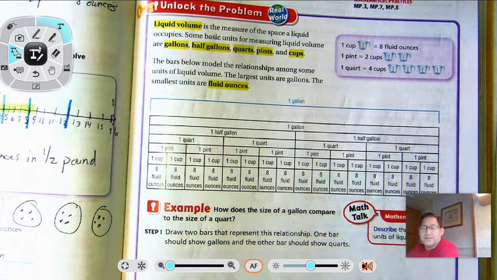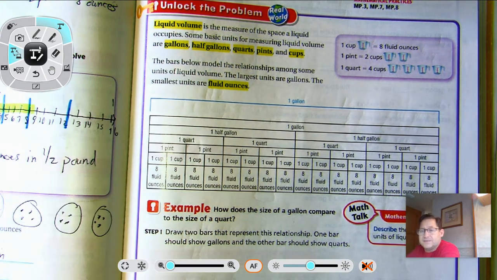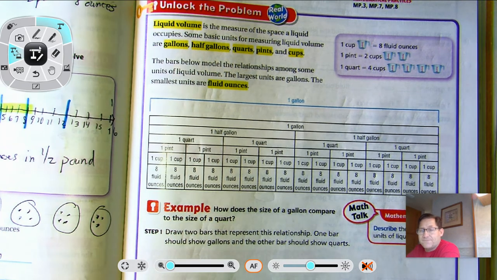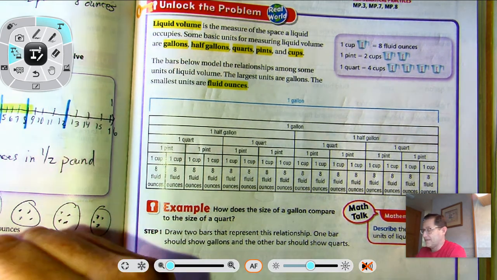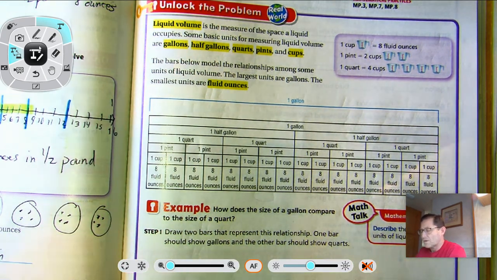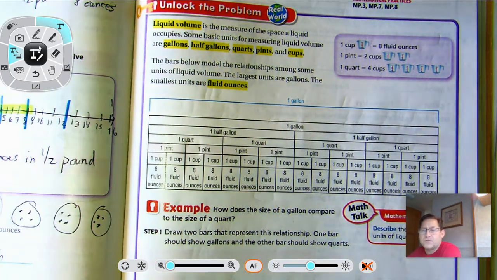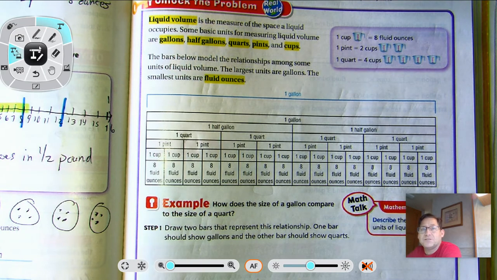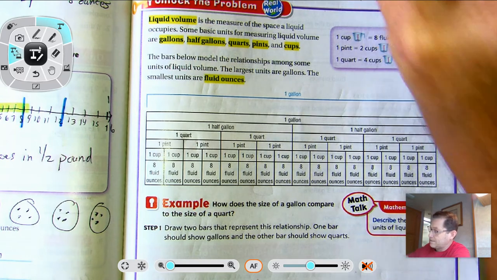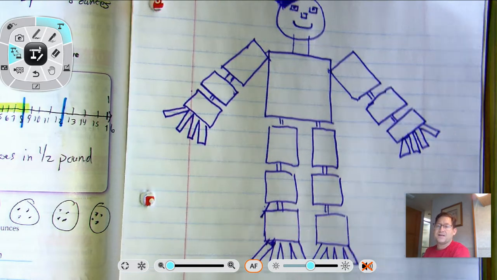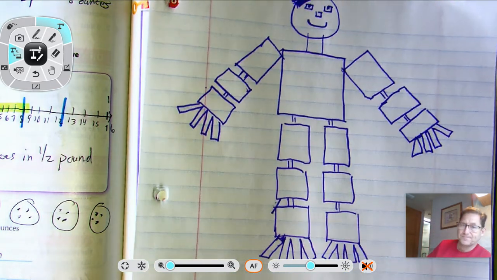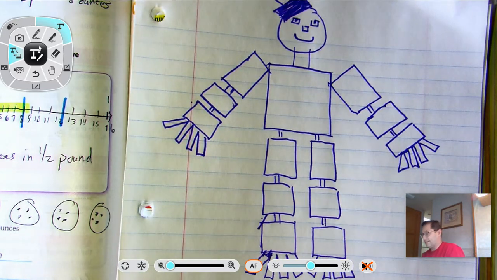Now, this example is fine. The chart is fine. There's nothing wrong with it. You might find yourself stuck and not sure how to use that or how to remember that. So I'd like to take some time to show you another visual representation. A lot of people use what is called Gallon Man. I want you to think of him as a kind of a robot, a robotic customary unit of liquid volume. So go ahead and get a piece of paper, and we're going to fill him out here.